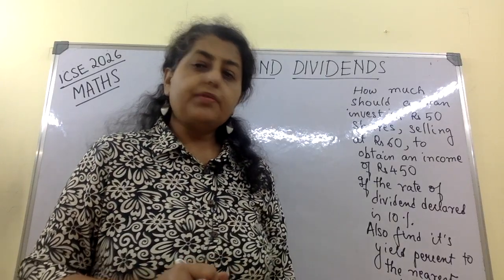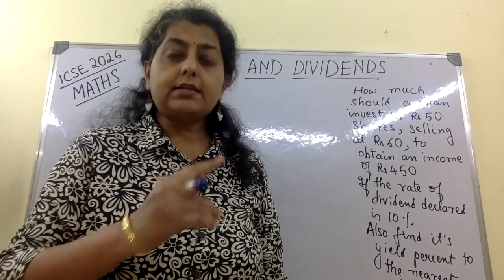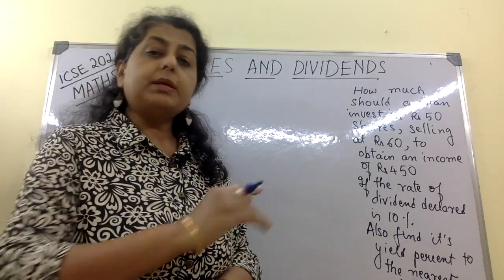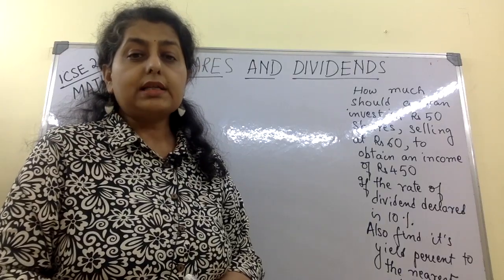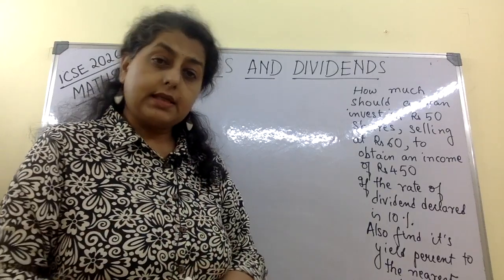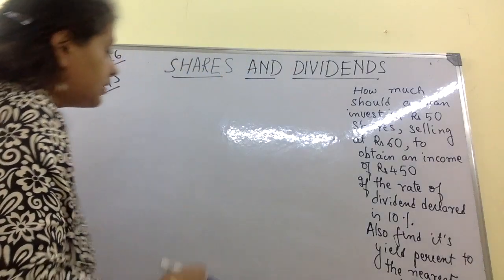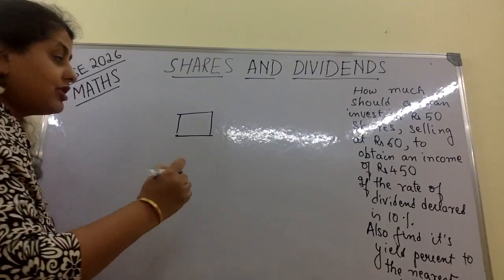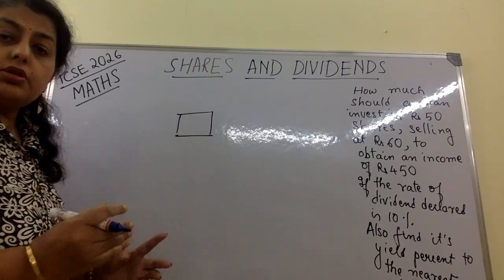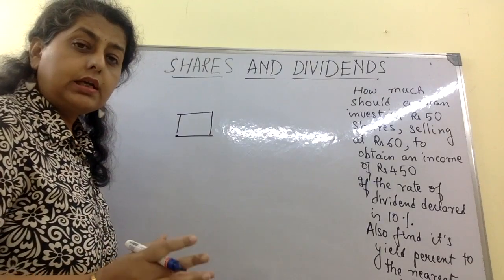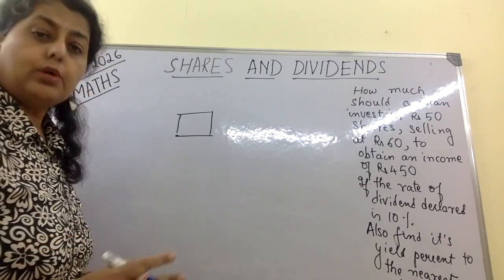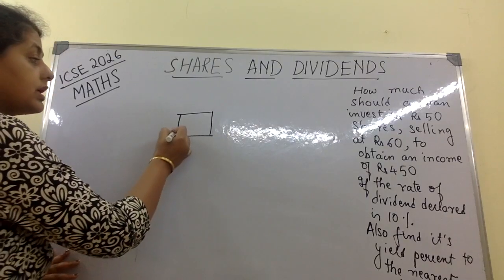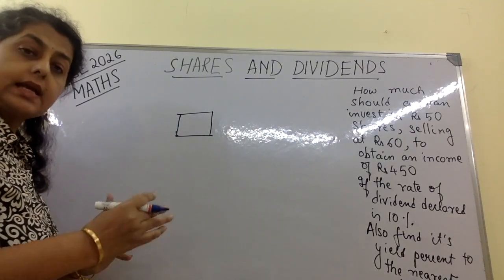Now before we start doing the sums, we will understand the topic. Many people are finding it very difficult, so let's see where the problem is. Let's understand the concept first quickly. So here there is a company which wants to do some expansion, maybe open up another outlet or another factory. So it needs money for its expansion.